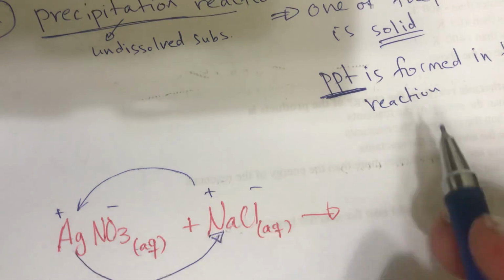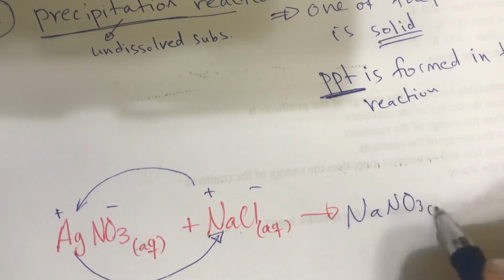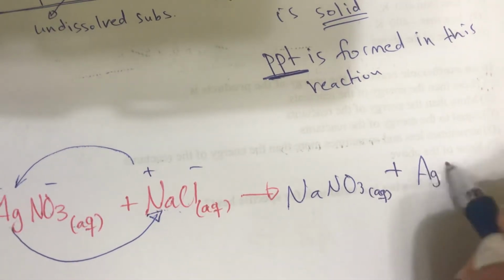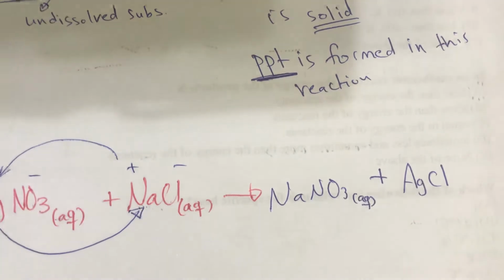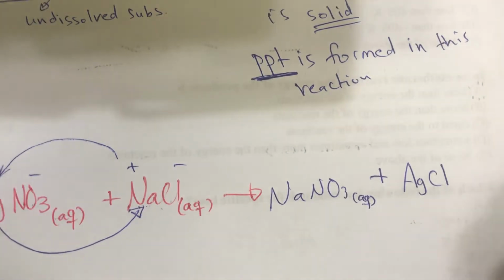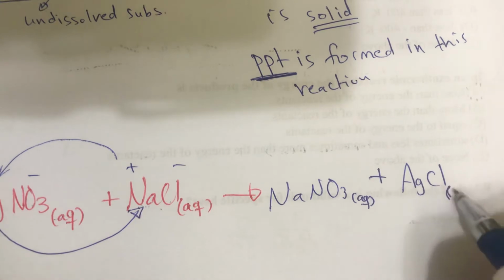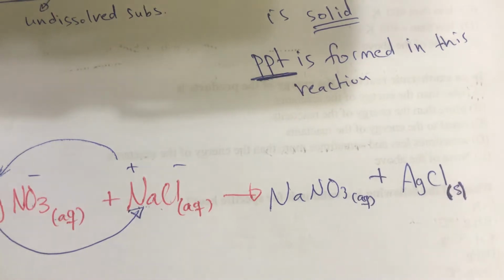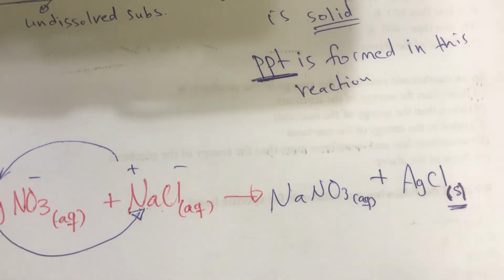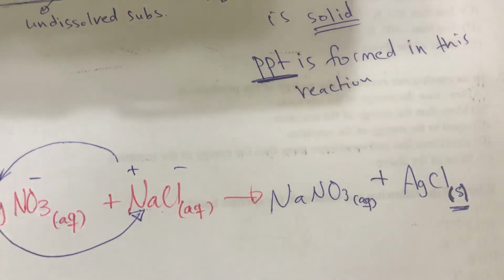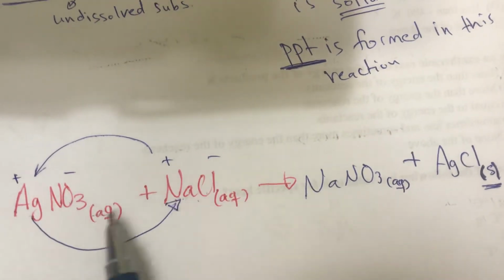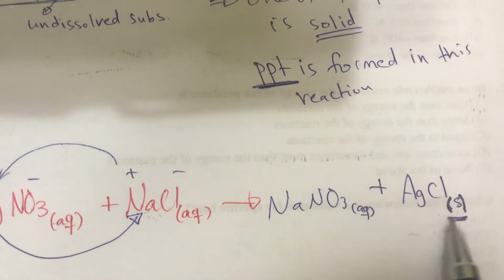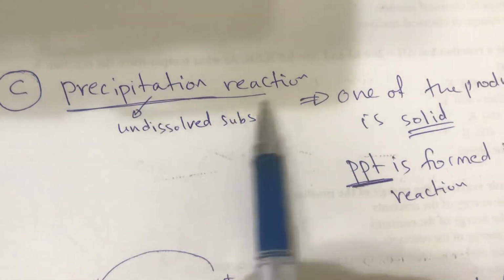So instead of AgNO3, NaNO3, and instead of NaCl, AgCl. AgCl is slightly soluble in water, so it precipitates at the bottom of the beaker. So here, solid. So what is the type of this reaction? The reactants are two compounds. It's a double displacement reaction. And because one of the products is solid, it's called a precipitation reaction.